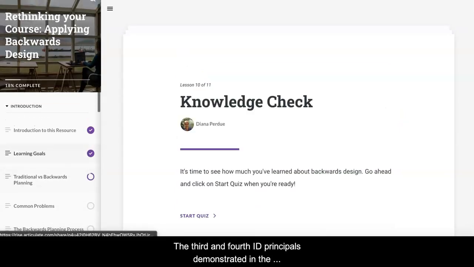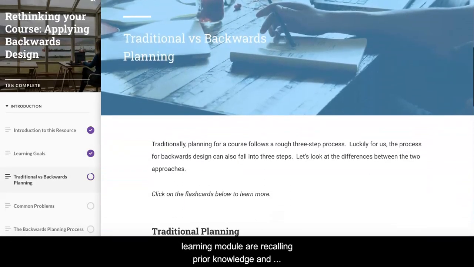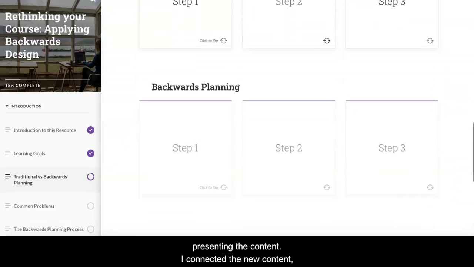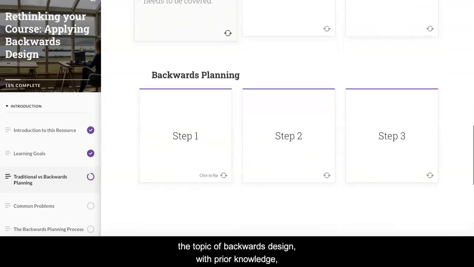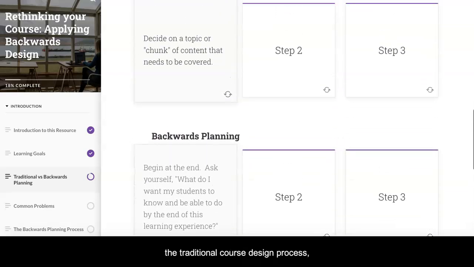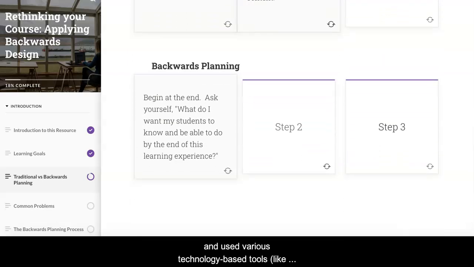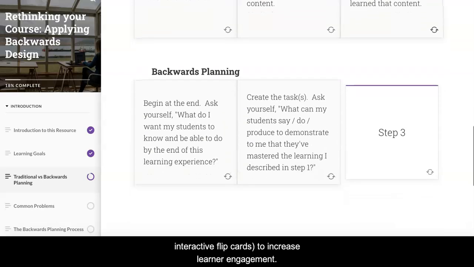The third and fourth ID principles demonstrated in the learning module are recalling prior knowledge and presenting the content. I connected the new content, the topic of backwards design, with prior knowledge, the traditional course design process, and used various technology-based tools, like interactive flip cards, to increase learner engagement.